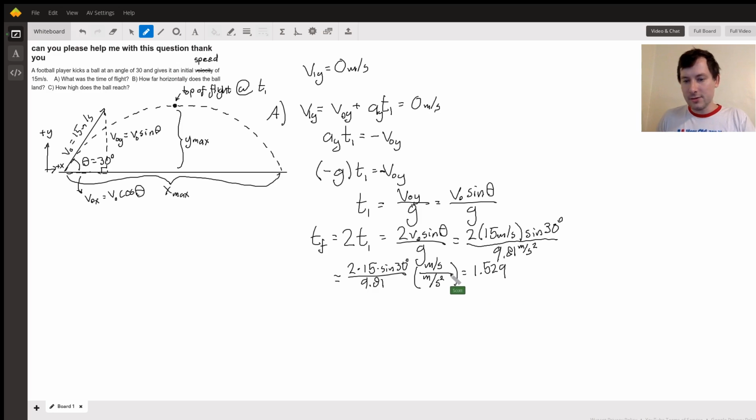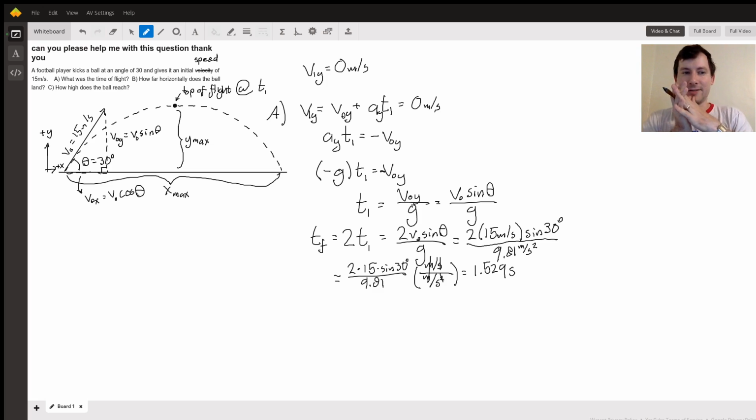The number is 1.529. And then the unit is something that you have to do yourself by hand. Meters per second divided by meters per second squared. Well, the meters cancel out, and one of the per seconds cancels another one of those per seconds. So we end up with 1 over a second, the inverse of a second, which is simply a second. We were asked for a time, and we found a number of seconds. So that suggests that at least our calculations were dimensionally correct.